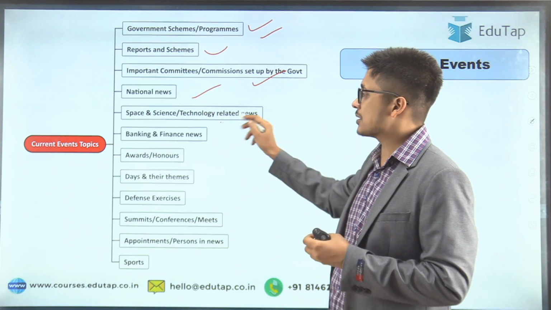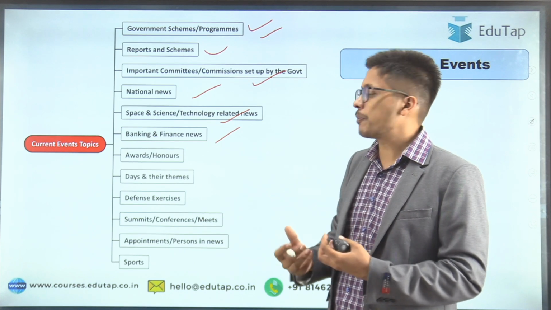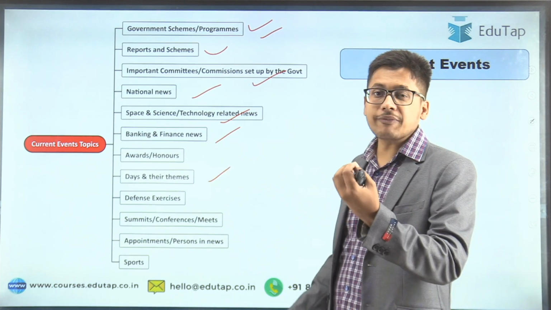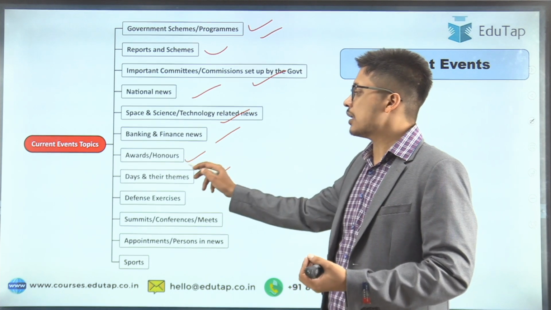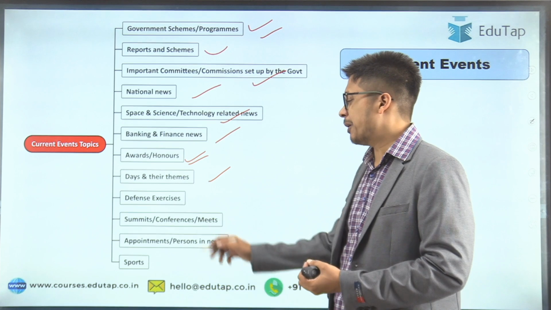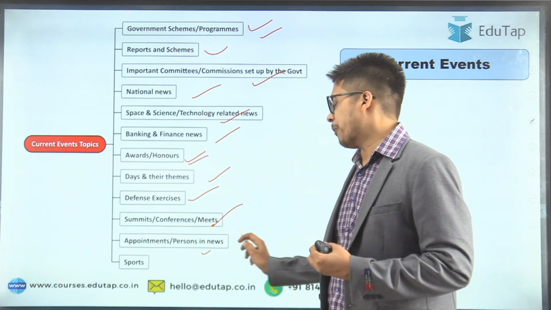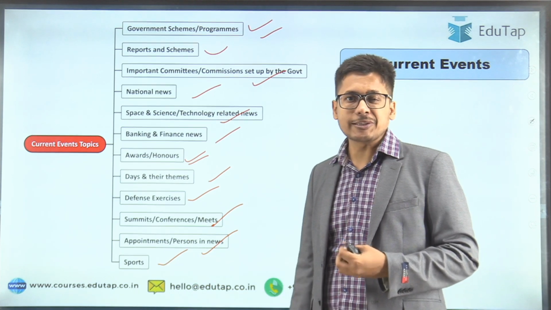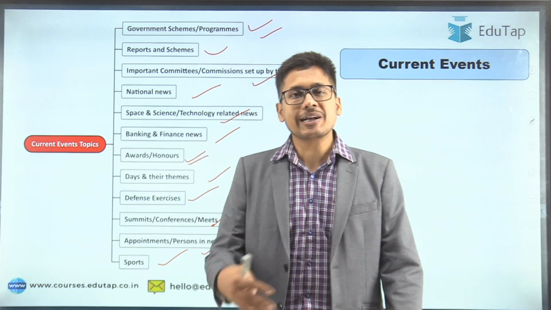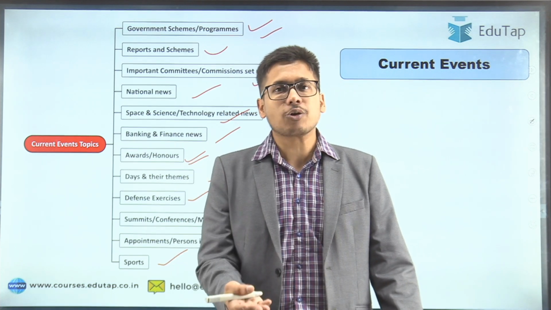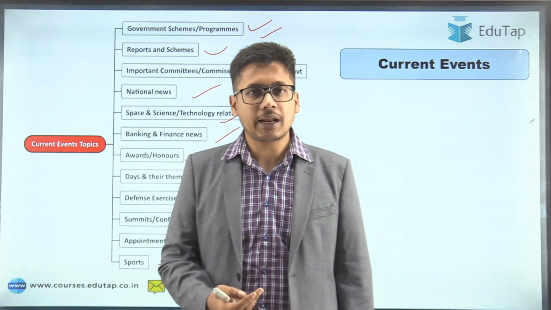Next, national news, space and science, what new developments are happening there. Banking and finance, what new regulations, what new developments are happening there. Important days that we celebrate, and their themes, are important. Recently given awards and the awardees become important. Defense exercises in which India takes part. Summits, conferences and meets. Appointments of persons in the news, and sports events, especially those where India is participating, or sports where India has had a good performance, where Indian athletes have performed well. All these current events become important for the examination, right?